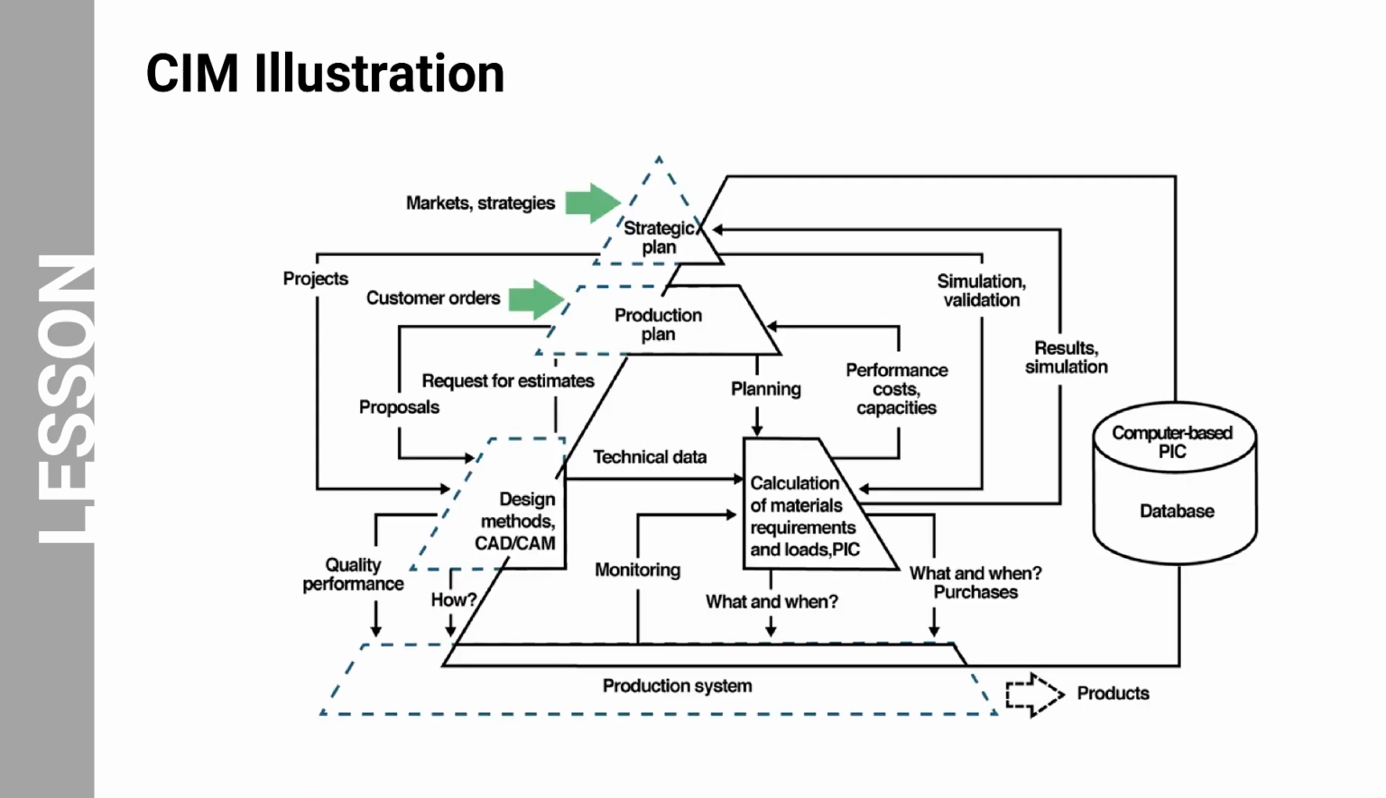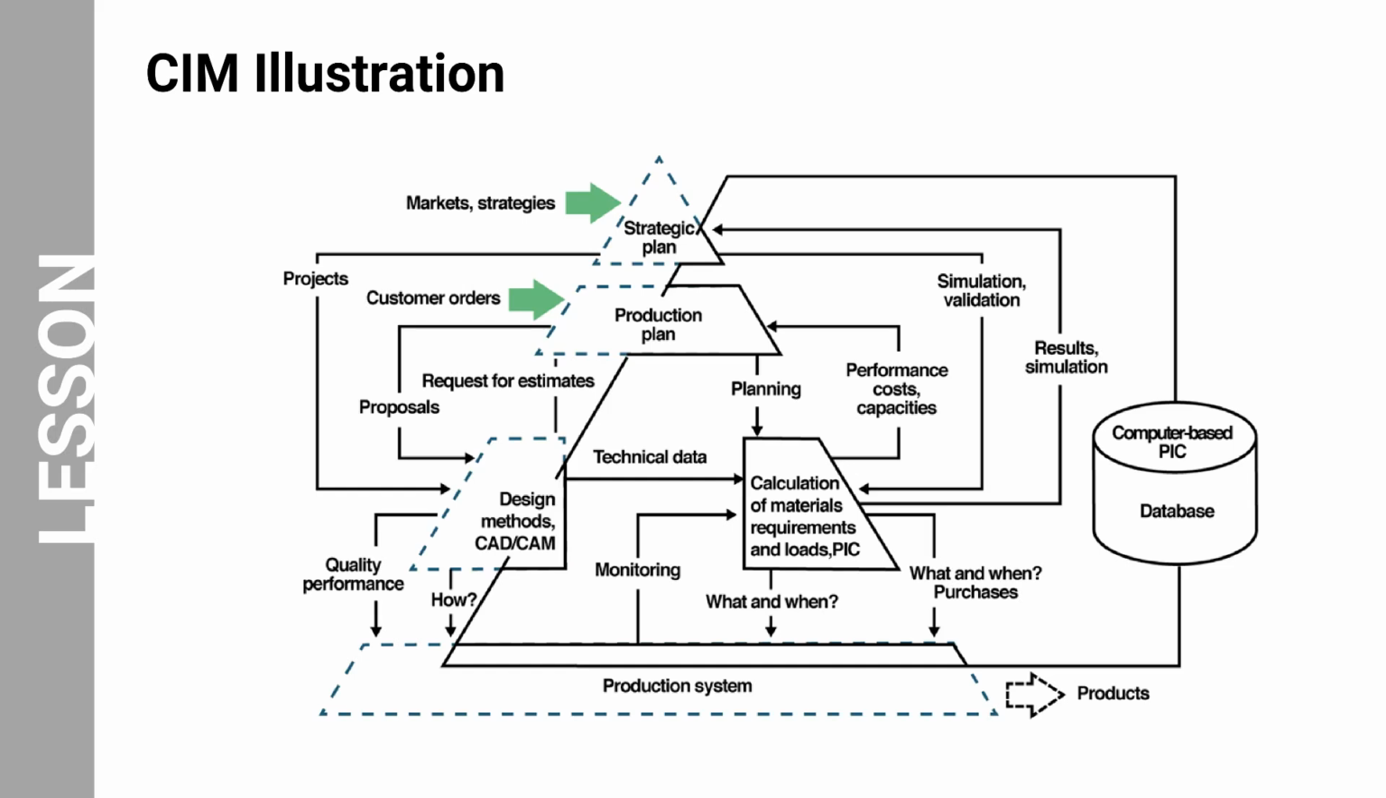The diagram here shows a production planning and control system's hierarchical flow of information and decision-making in a typical manufacturing organization. Starting at the strategic level, it incorporates market data and strategies into a strategic plan, which flows down to production planning for processing customer orders and managing proposals.